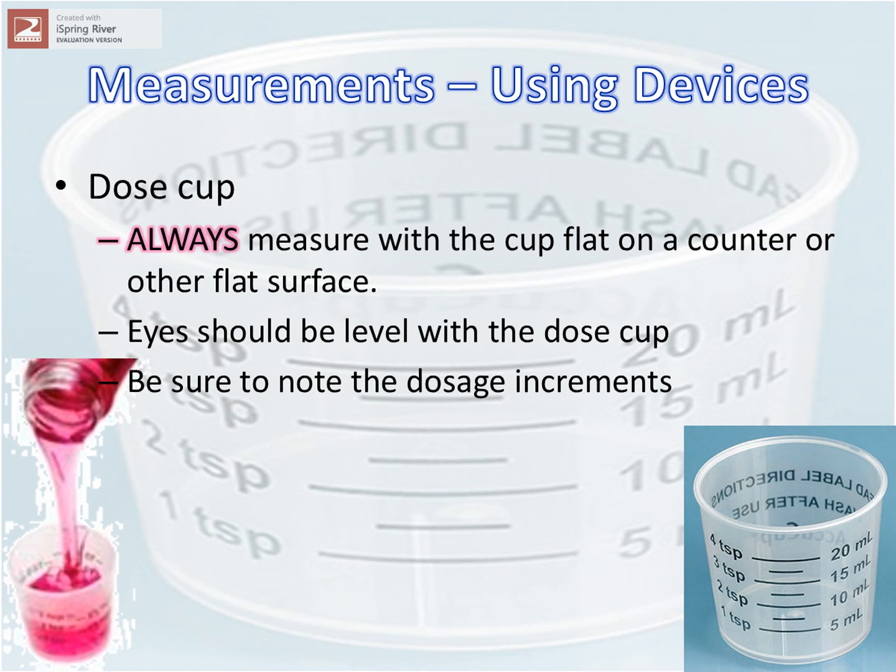Similarly, if you want to use milliliters, the long lines come in increments of 5, and so the short lines are half of that, which is 2.5 milliliters. So if you wanted to find 7.5 milliliters, that would be the first short line.